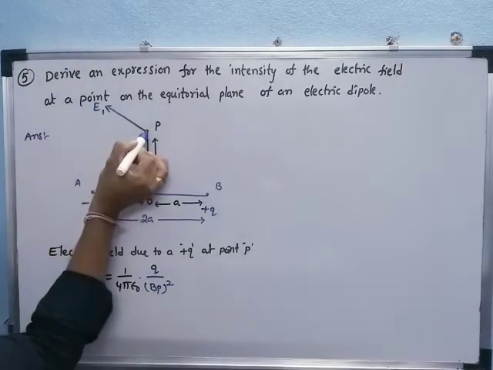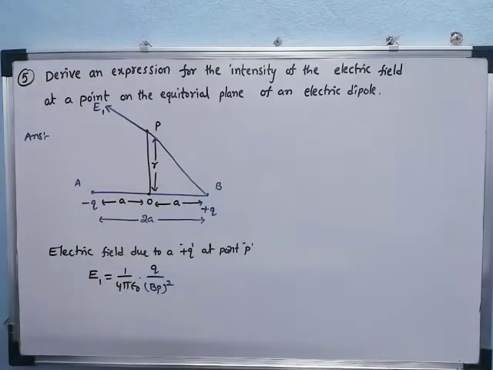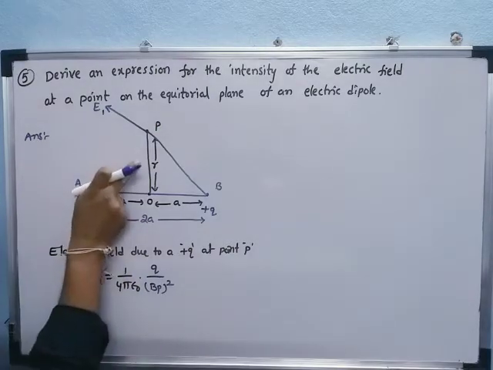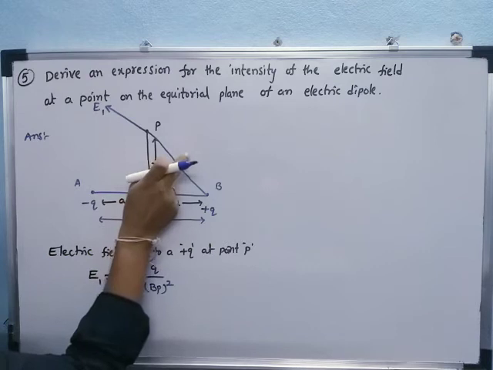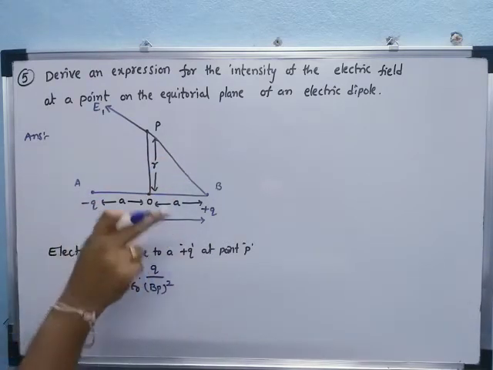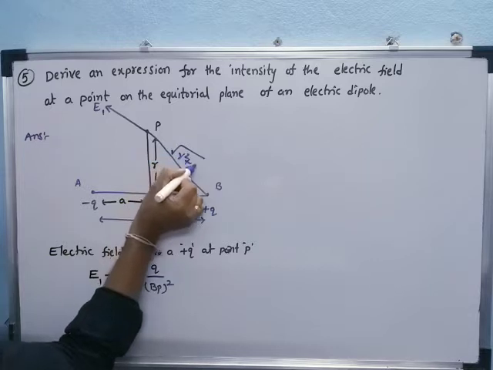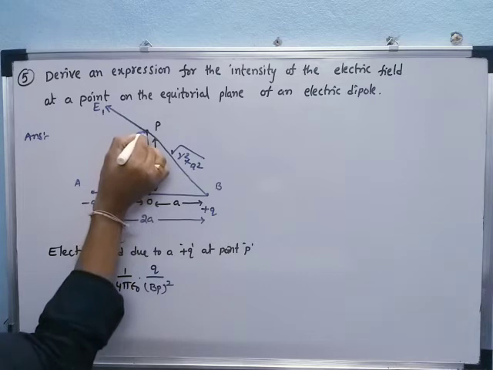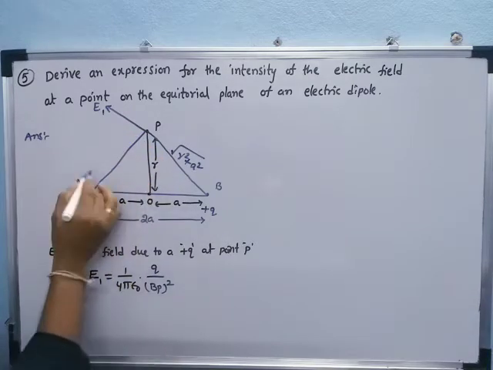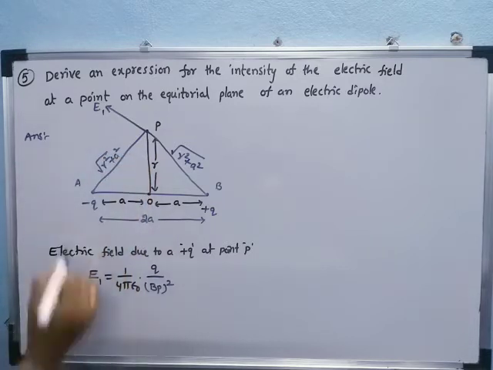Now, using the Pythagoras theorem: side square plus side square is equal to hypotenuse square. This is one side and the other side. Now the hypotenuse we can write as under root of r square plus a square. Similarly, this side will also be the same distance, under root of r square plus a square.